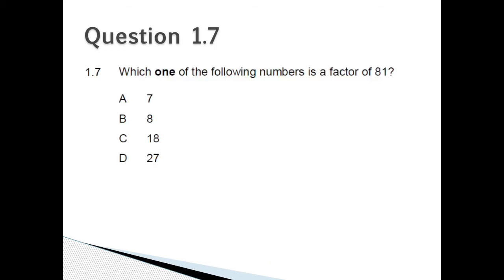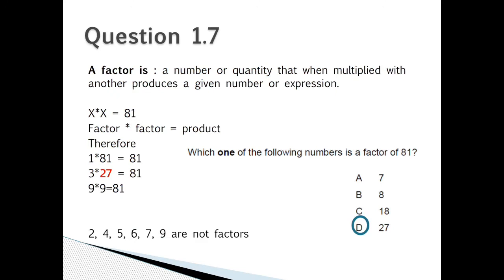Which one of the following numbers is a factor of 81? Is it A, 7, B, 8, C, 18, or D, 27? A factor is a number or quantity that when multiplied with another produces a given number or expression. So a factor multiplied by a factor is equal to a product. Therefore, 1 times 81 is equal to 81. 3 times 27 is equal to 81. 9 times 9 is equal to 81. These are all the factors. The answer is D, 27.